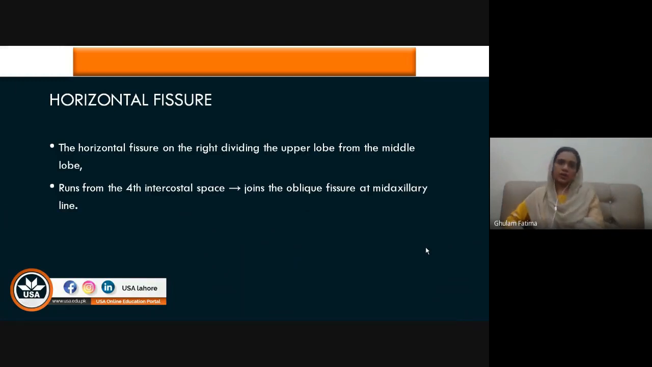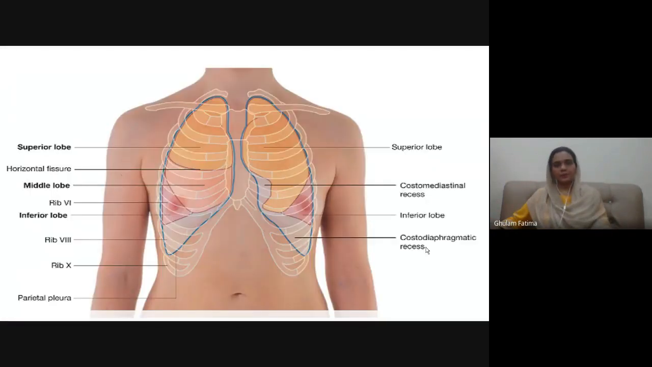The horizontal fissure, as we have discussed, on the right side divides the upper lobe and middle lobe. It makes the boundaries of your upper lobe and middle lobe, runs from the fourth intercostal space, and at the mid-axillary line joins your oblique fissure.